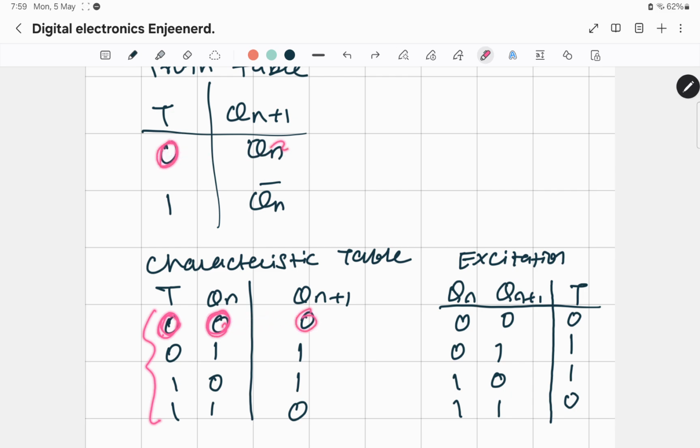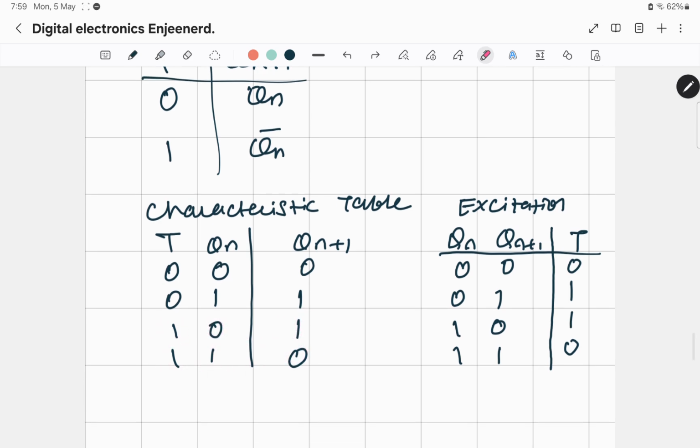For T equals 0, my next state is Qn, so it will be the same as Qn. T is 0, output will be the same. For T equals 1, my output is Qn bar. So see here, T is 1, your output will be Qn bar. So Qn is 0, my output is 1. For T equals 1, my output is 0 because my Qn is 1. It is the complement.